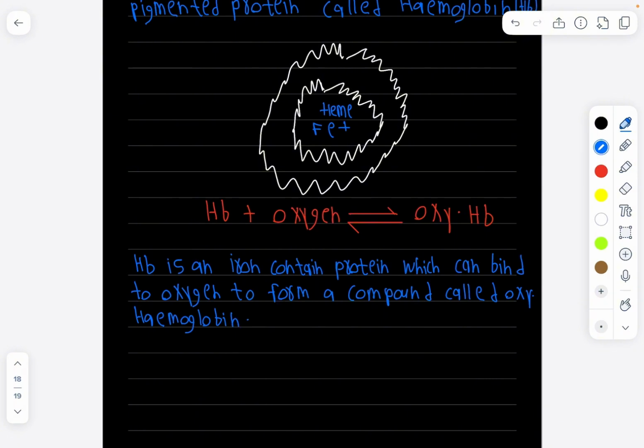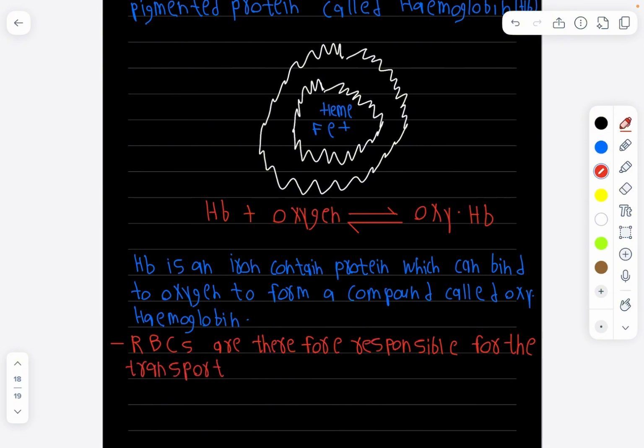RBCs are therefore responsible for the transport of oxygen from lungs to every other cell of your body.